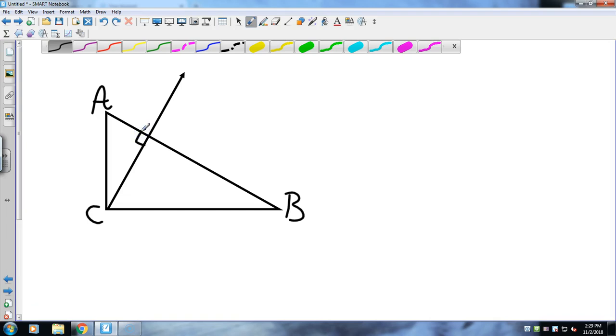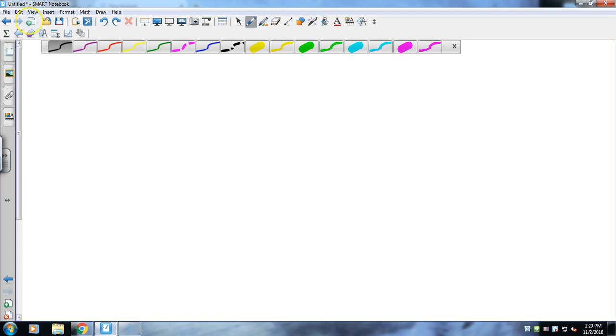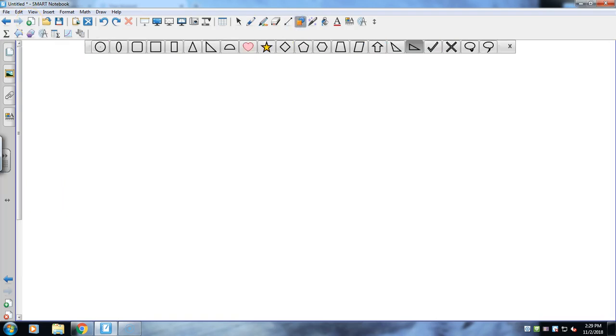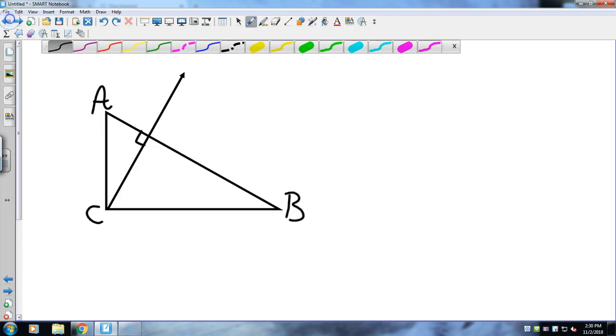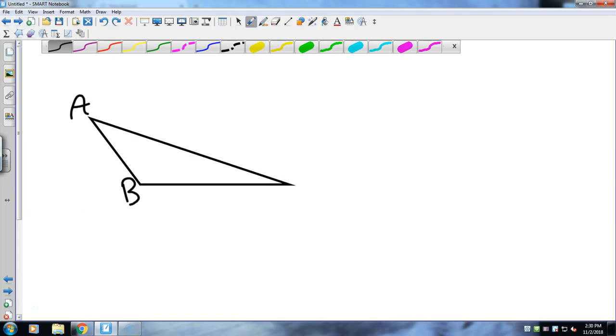So that's a pretty simple example. What if we looked at an obtuse triangle? It looks something like this. And we labeled it ABC. I think I keep doing those differently. Sorry about that. I'm going to fix that. ABC. And what if I wanted to find the altitude of, let's say, CB?